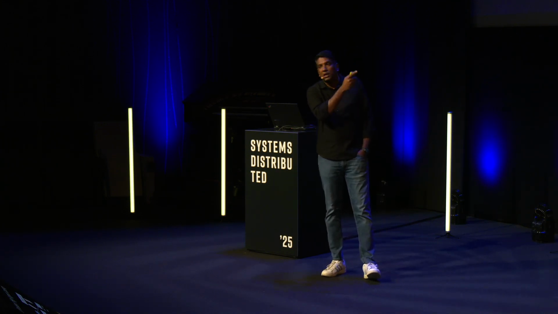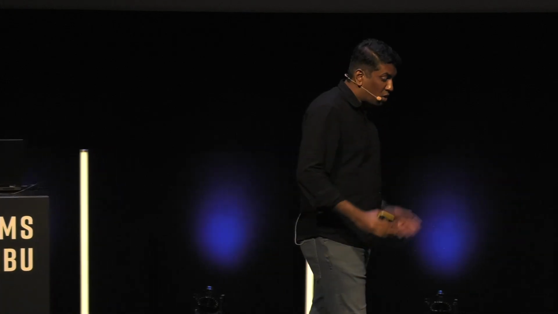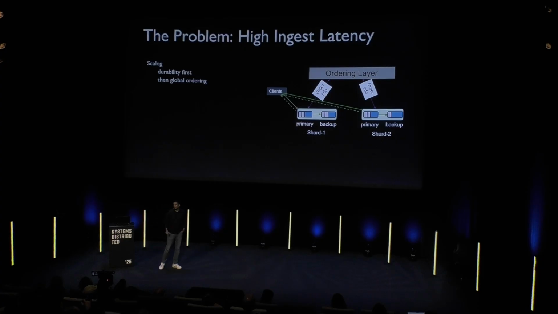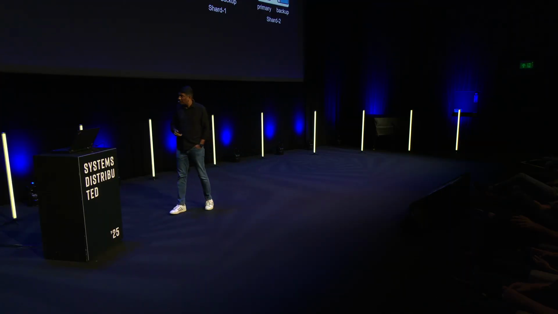You can see that the shards, the primary, just replicates the data to the backup. And also, the shards contact the ordering layer to ask how to order these records across the shards. Once you get that ordering information from the ordering layer, you return back to the client saying that now your commands are durable and you have a global order. This incurs 3.5 round trips through the network, and it has some batching delays and so on, which impacts applications.